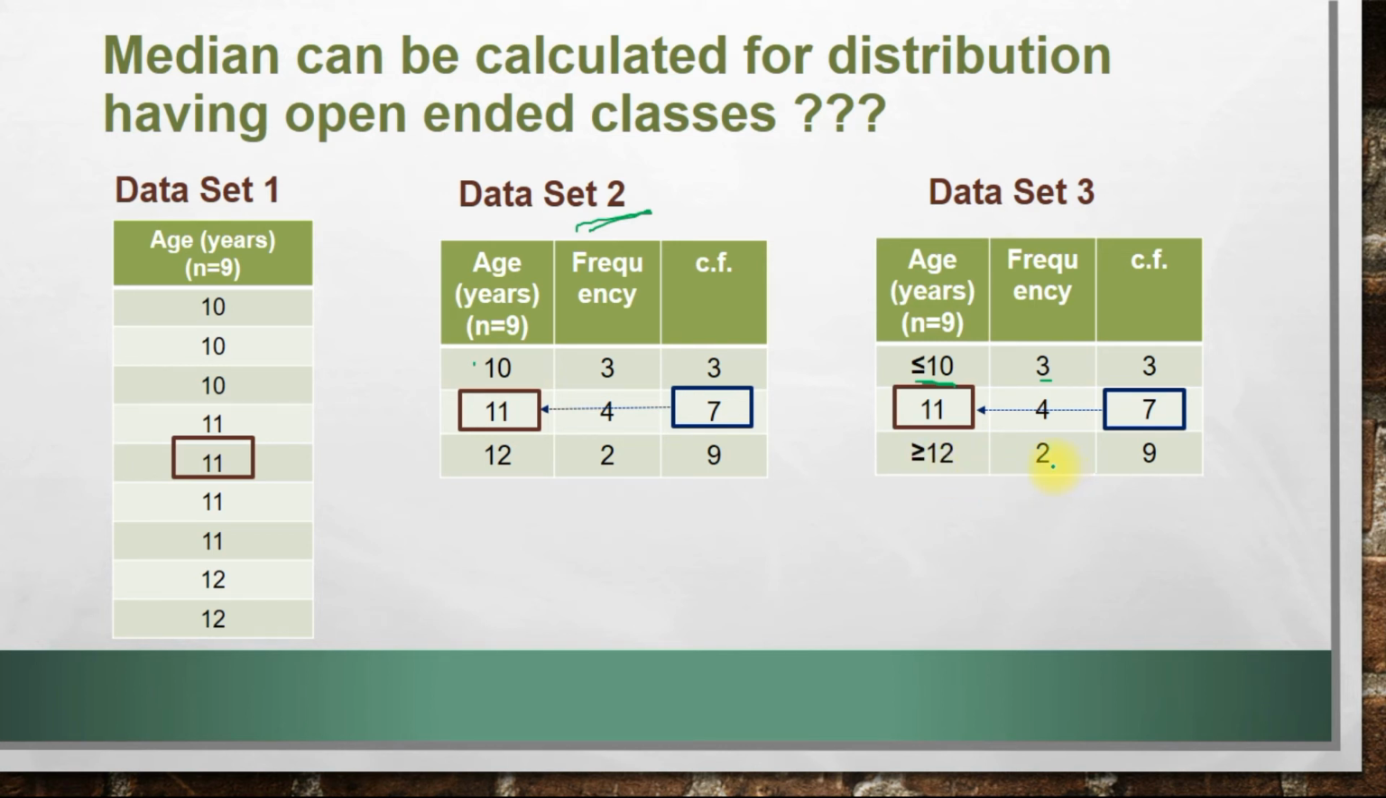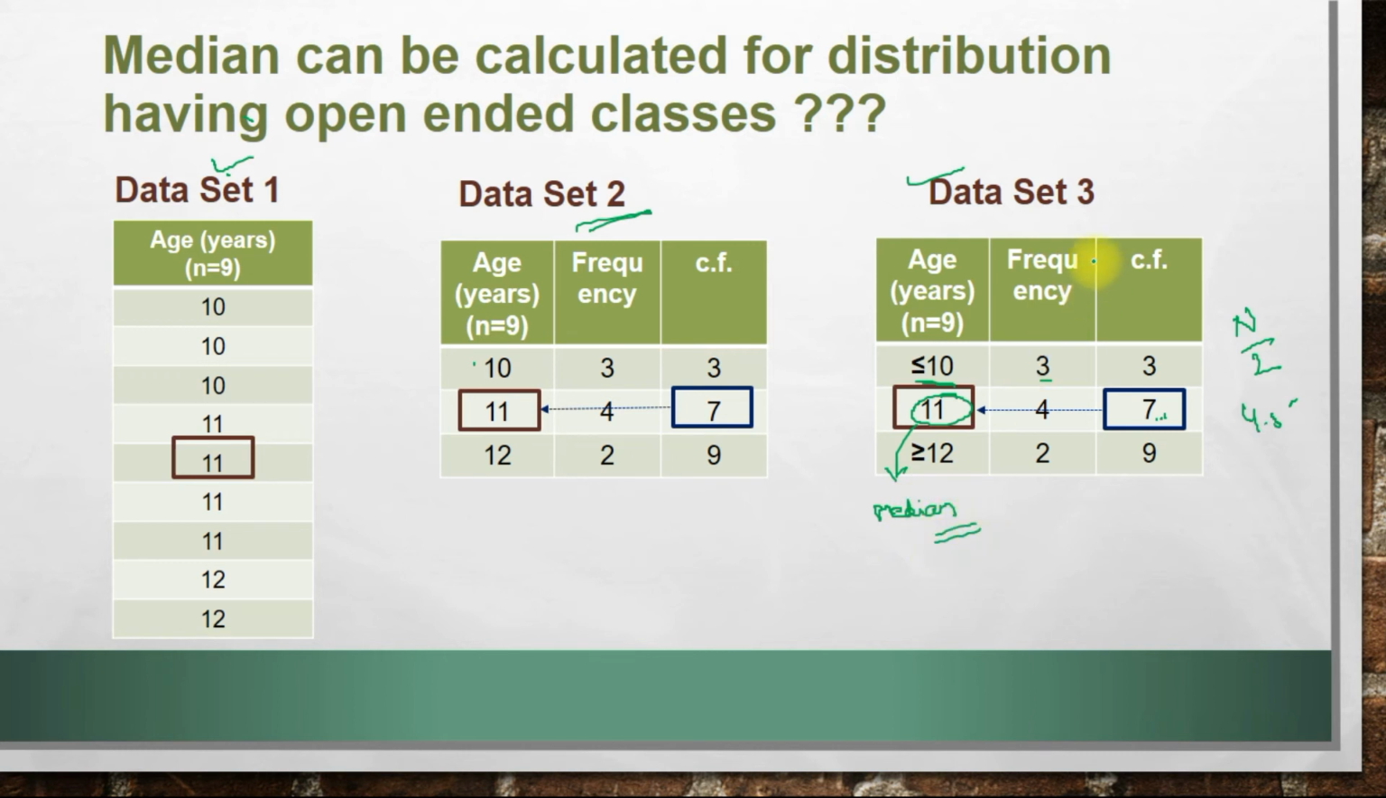Okay, so the frequency for this category will be the same, that will be 2 only, because our real data set is this one. Data set 3 is just another way of representing data set 1. In this case we can compute the median. We use the same approach we did for data set 2: n by 2, that means 4.5. The cumulative frequency just greater than 4.5 is 7. So the value of x corresponding to this cumulative frequency of 7 will be the median. So 11 will be the median, right? This will be the median value.